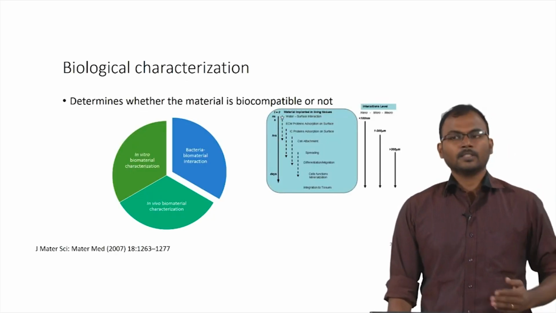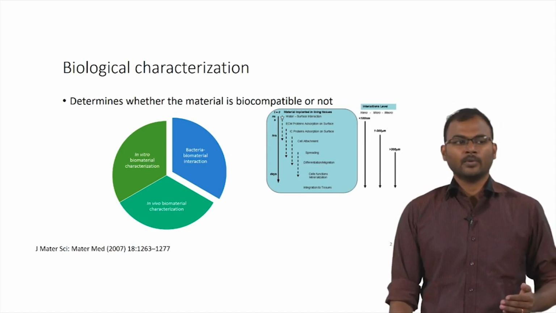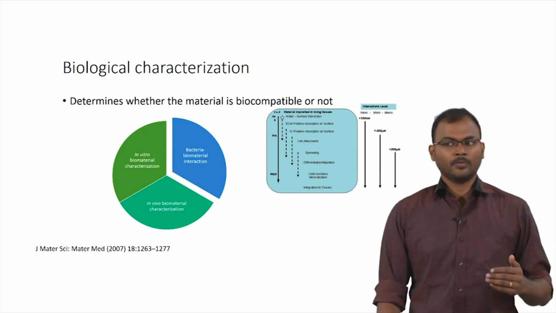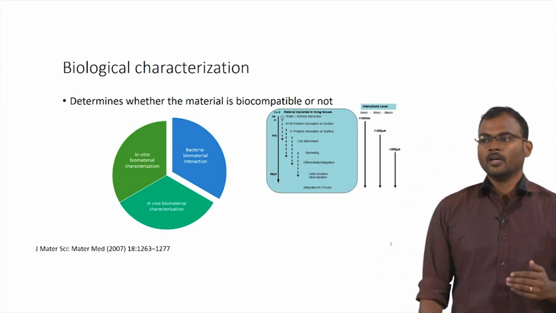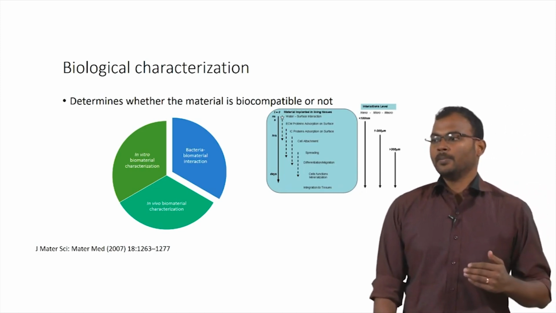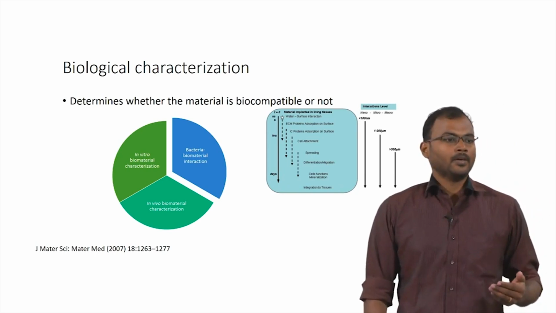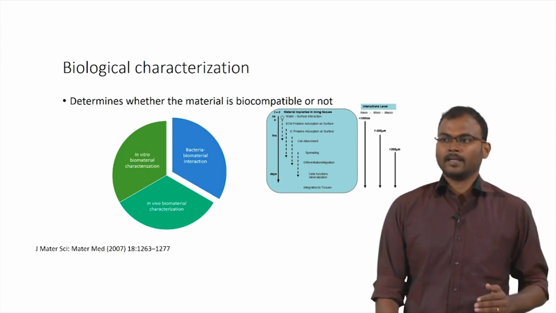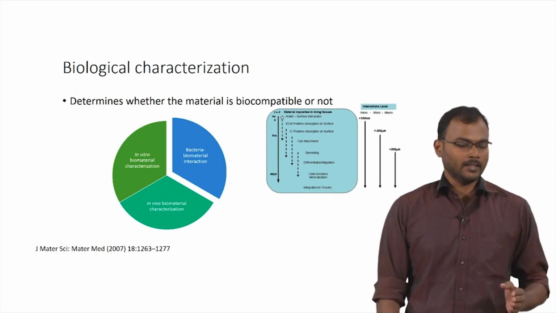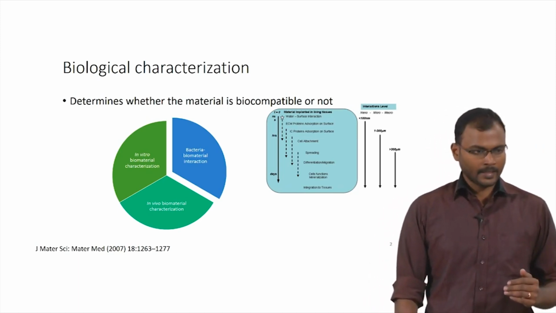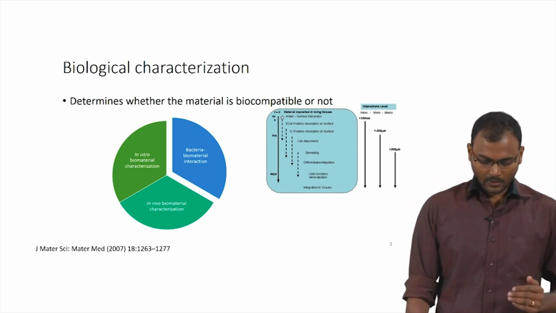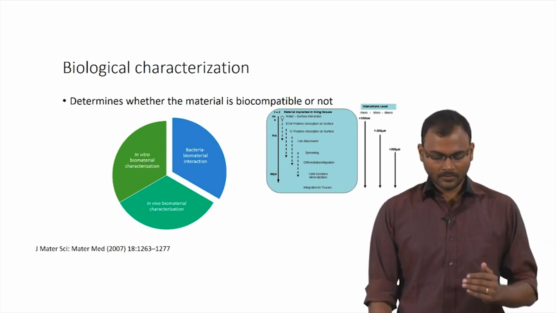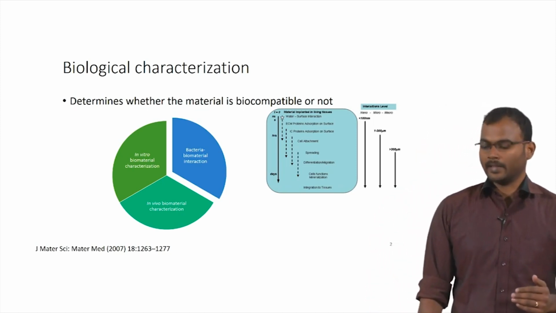This is the end game which determines whether your material is biocompatible or not, which is basically whether whatever implant or devices you are producing will be taken by the host system or will be rejected by the host system. In biological characterization there are three major categories. One is in vitro biomaterial characterization, another is in vivo biomaterial characterization, and apart from this there is a separate section which is bacteria biomaterial interaction.